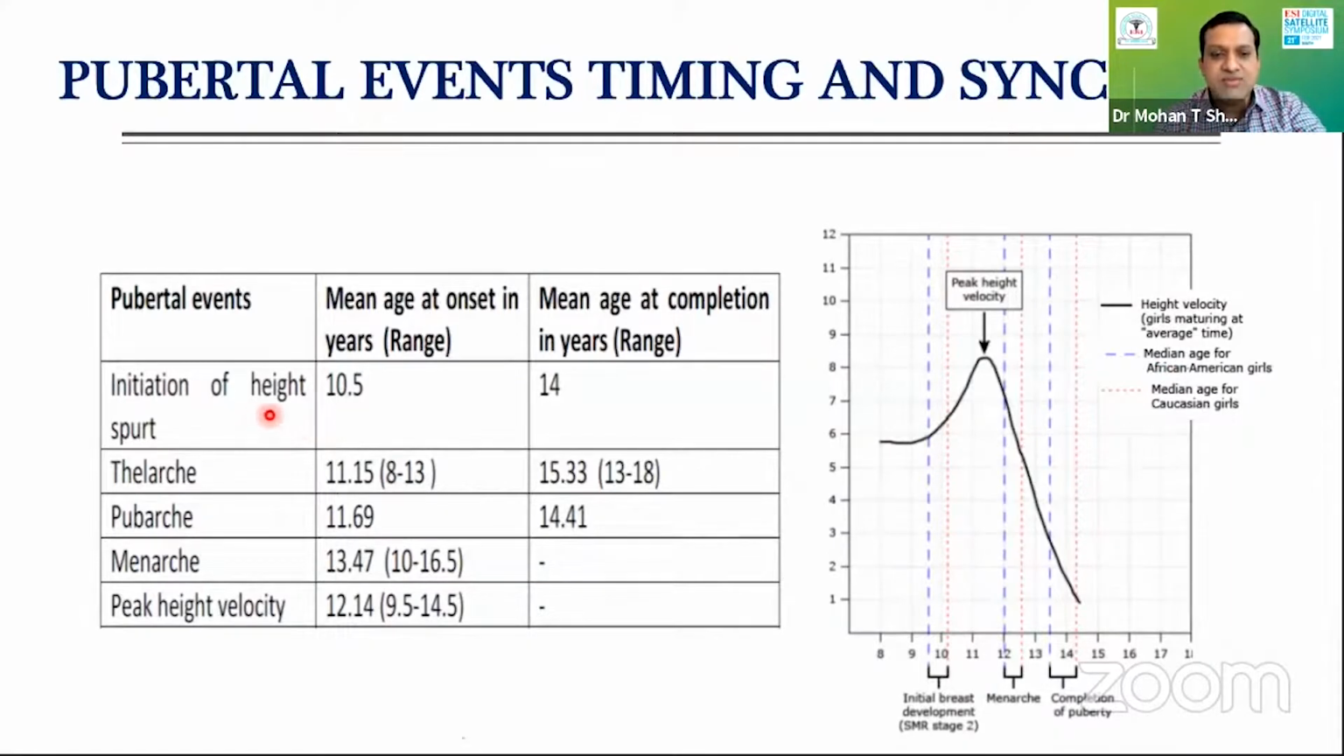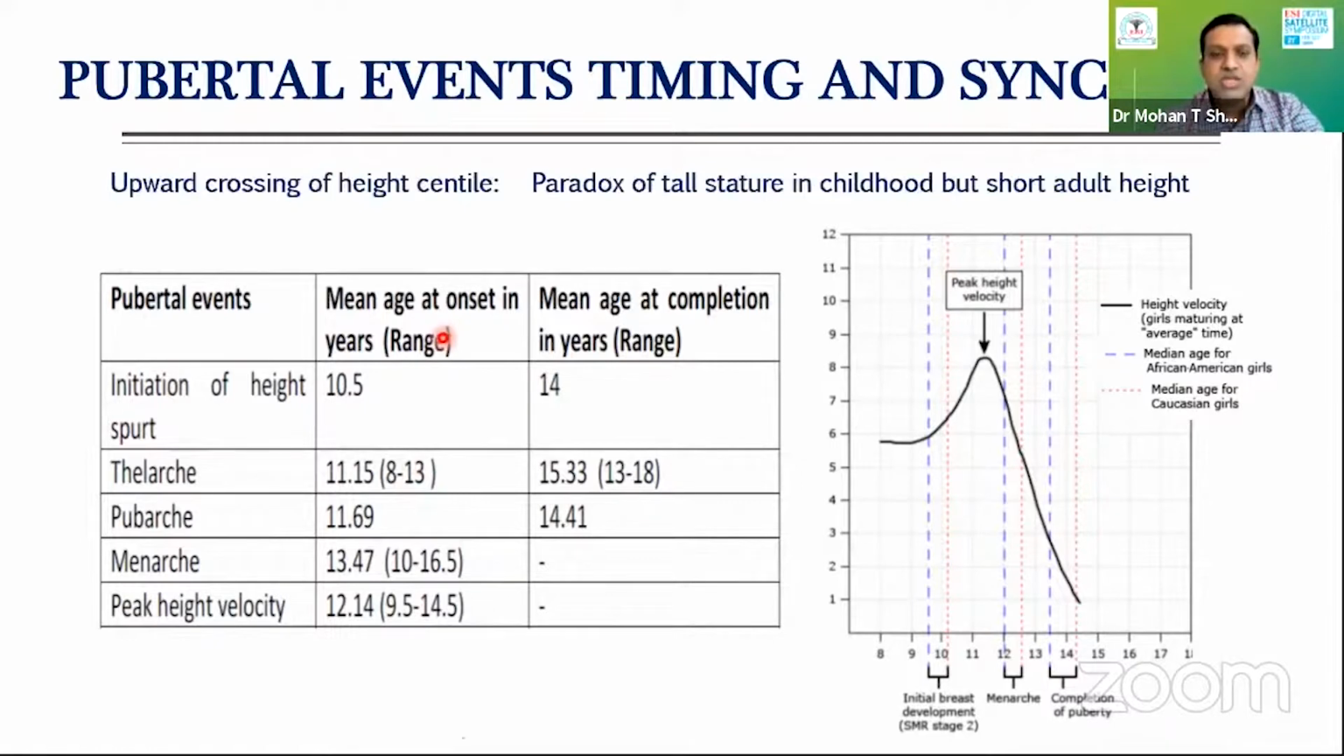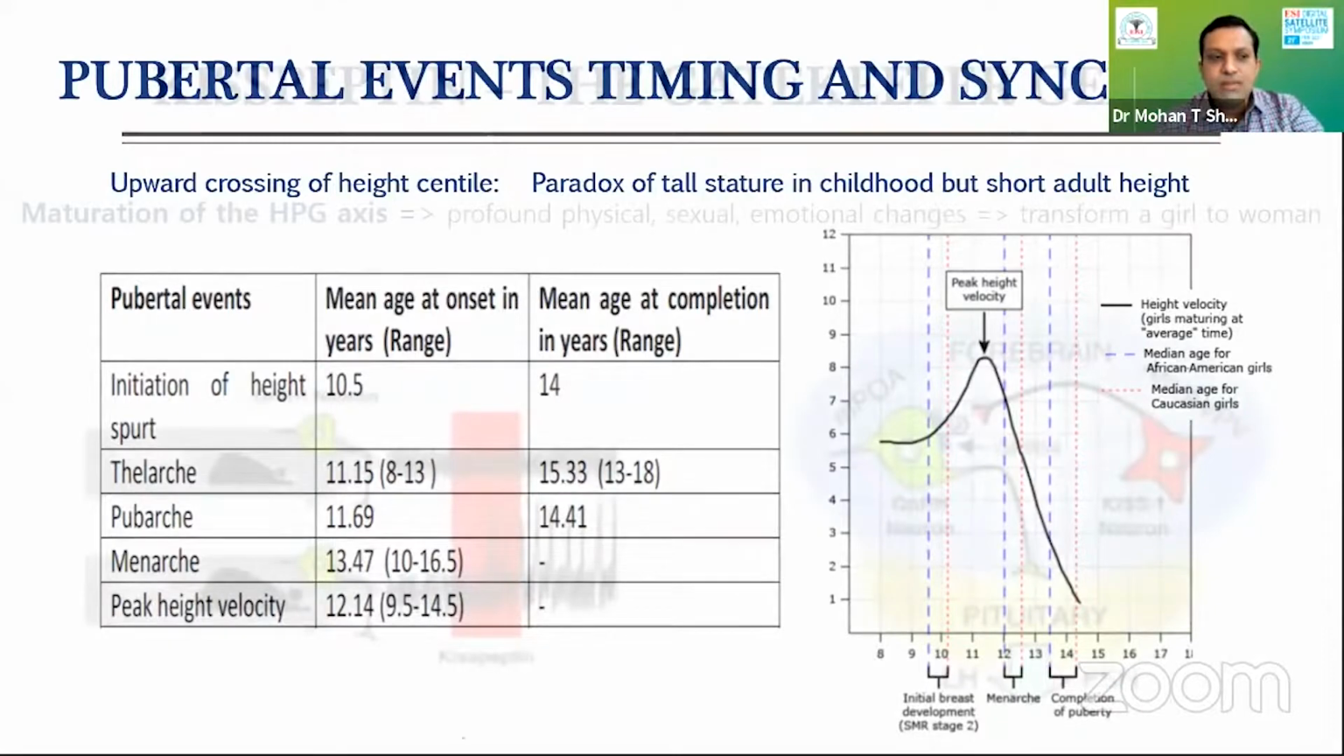It is actually taken from Anil Bansal's Clinical Rounds, and it's a very clinically relevant topic, because it is from experience that sir has written these topics. This is the height velocity peaking around 12 to 12.14 years of age. Just for the screen, we can see this. So the upward crossing of the height centile contributes to the paradox of a tall stature in childhood, but ultimately a short adult height. So what about the pathophysiology of this?